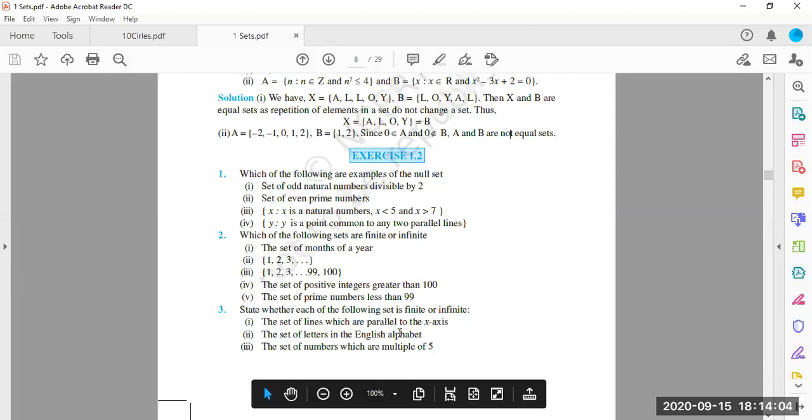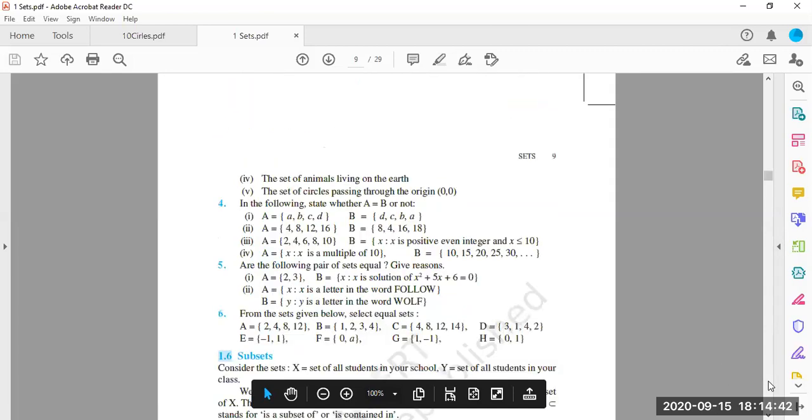Finite. All right. So state whether each of the following sets is finite or infinite. Set of lines which are parallel to x-axis, infinite. Set of letters in the English alphabet, finite. So what is the number? 26. Third one, the set of numbers which are multiples of 5. Infinite. But if it says set of numbers which are factors of 5, then it would have been a finite set. Okay, let's do the fourth sum.